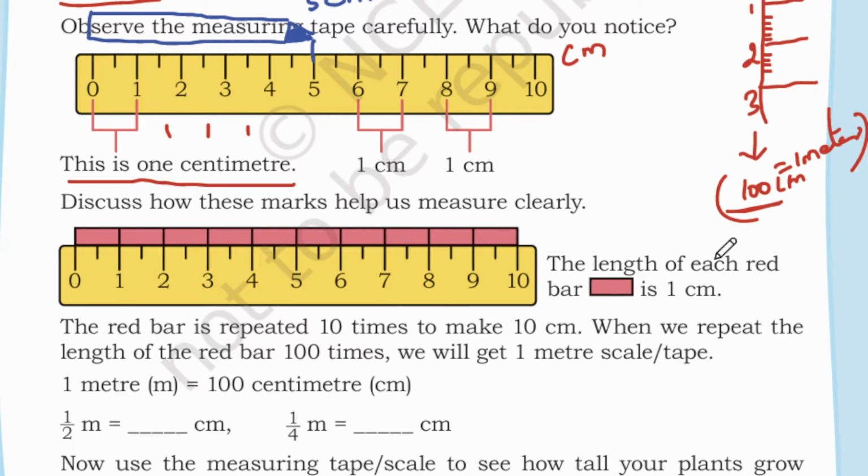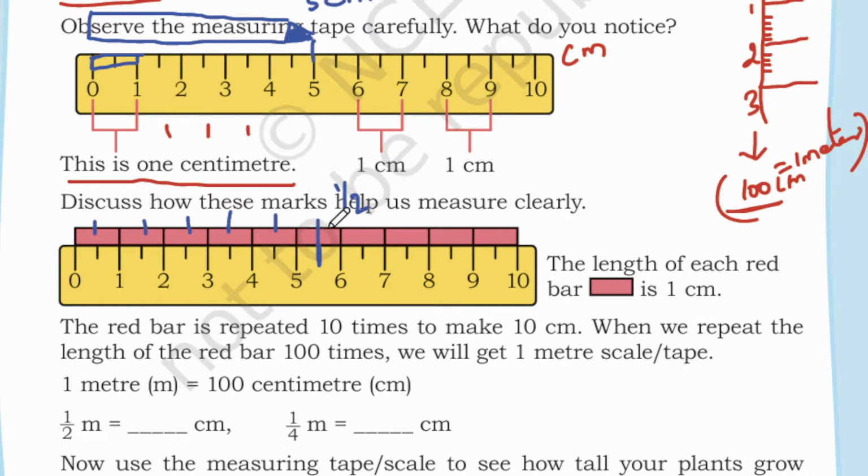Okay, the length of each red bar is 1 centimeter. I told you, right, this place is 1 centimeter. So each bar is 1 centimeter here. And there is one line in the middle, if you notice. This is like half a centimeter.